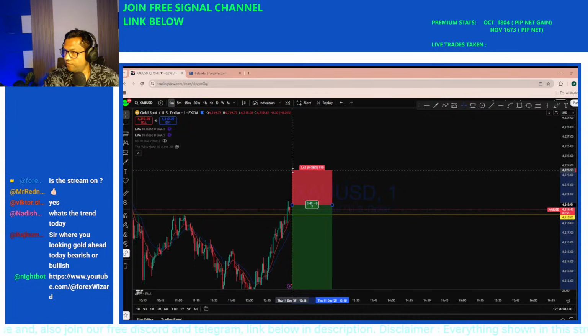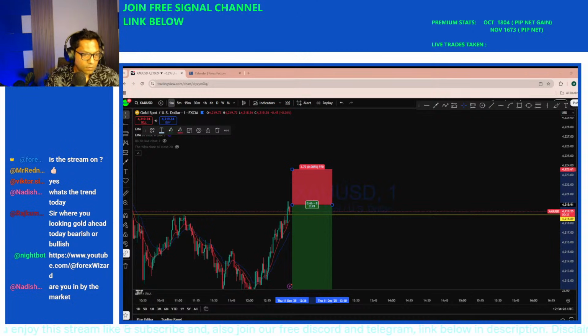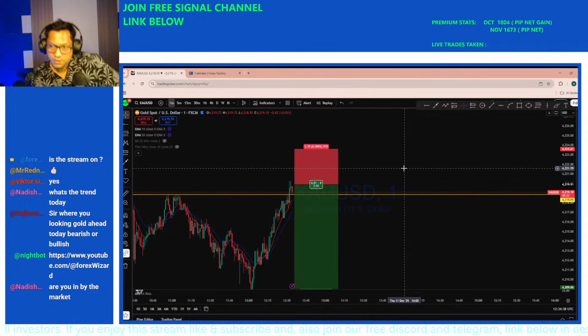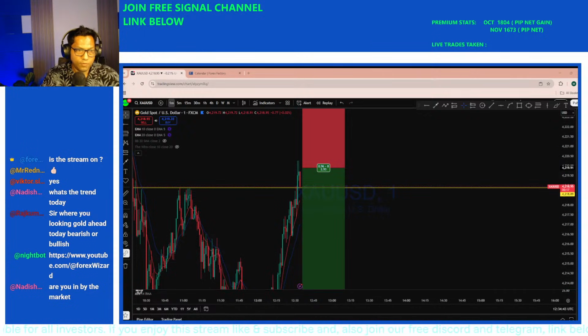Placing the stop loss at 4223.6. So I adjusted the stop loss to 4223.60. So I'm on sell and gonna catch here a potential move.